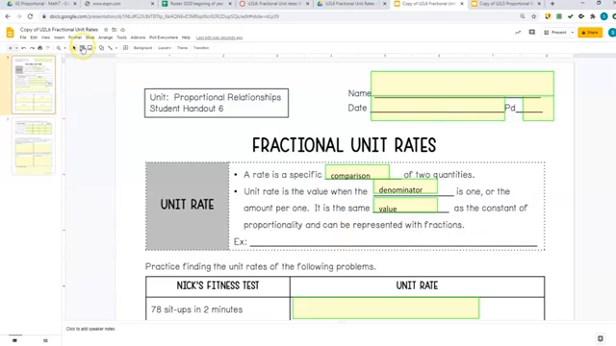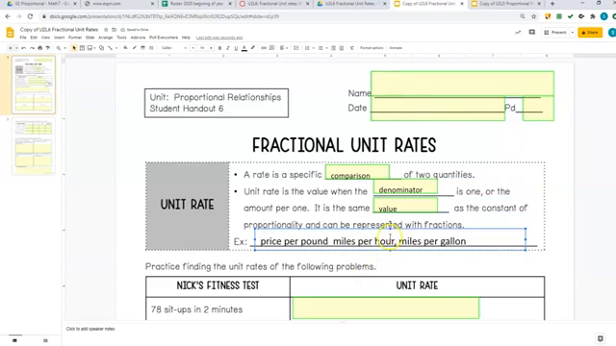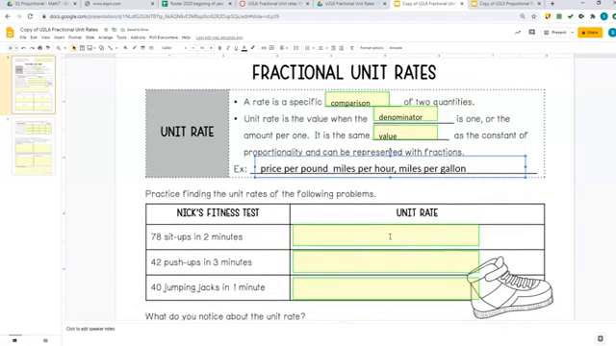Examples where we do this, and it looks like I need to add a little text box here, are price per pound. Well, really, just about anything with the word per in it. So miles per hour, miles per gallon, and I want those all to sit on the line, so I'm going to move that up a little bit. Now, let's just practice finding our unit rate.